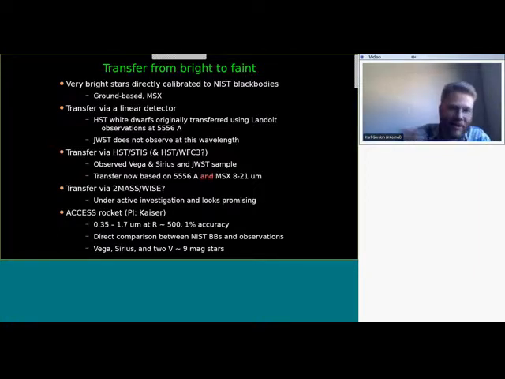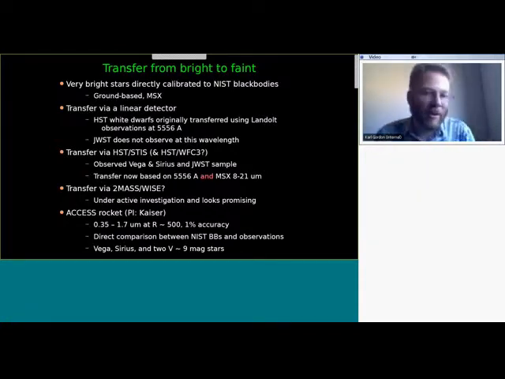These stars are calibrated, so ground-based, MSX. Transfer of linear detector. So as I said, usually the white dwarfs are a nice transfer. HST STIS is particularly nice because it was able to observe Vega and Sirius as well as all the JWST calibrators. But that only overlaps the shortest part of the JWST wavelength range. It would be nice to have it at longer wavelengths. So we use 2MASS and WISE to do this transfer, right? These are longer wavelengths. As long as they're here, we can make this transfer.